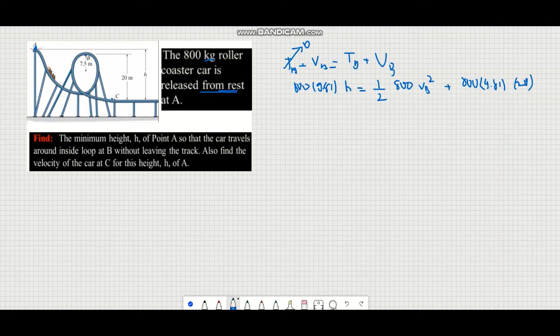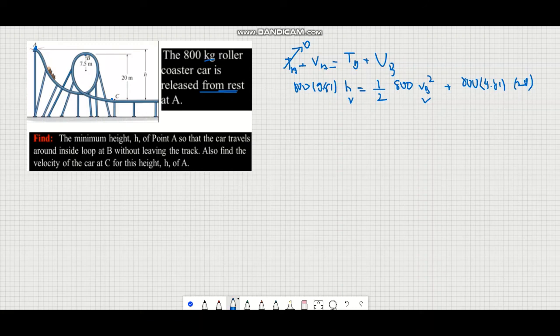And as we see here, we have two unknowns. We have this h and we have this VB square, so that means we need another equation. Therefore we need to go to our point C level, what we can find over there.